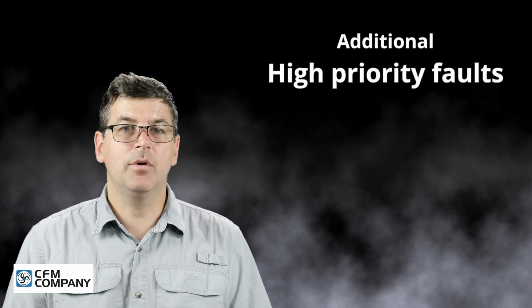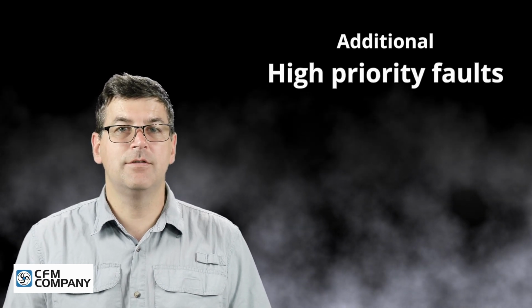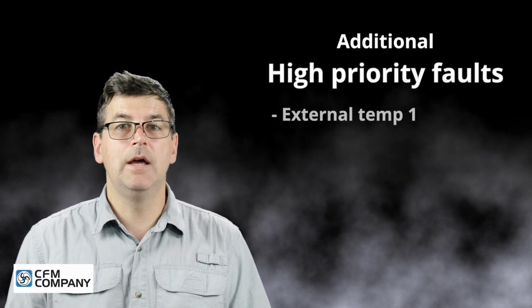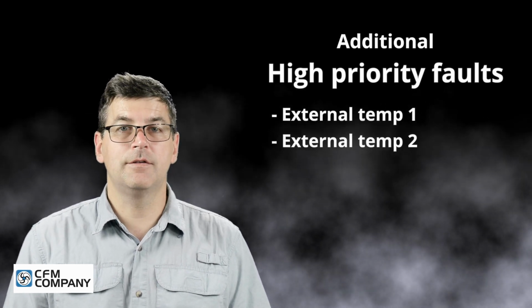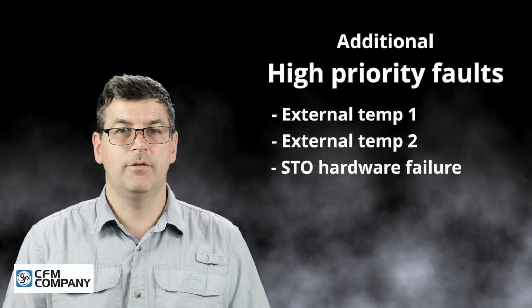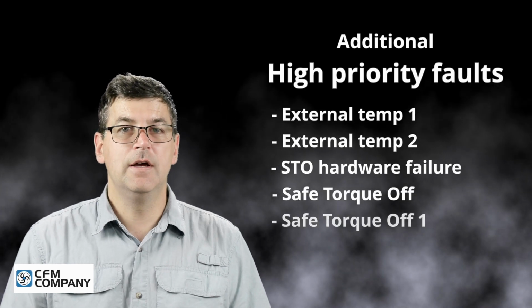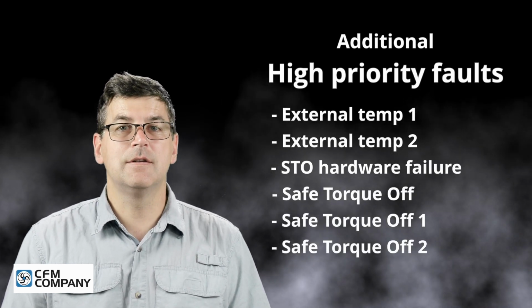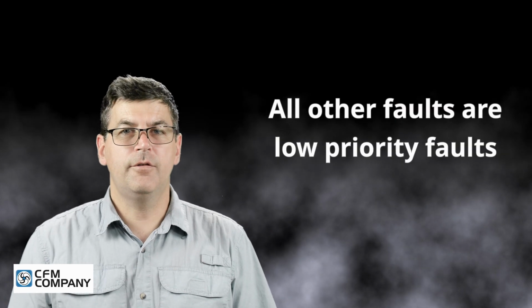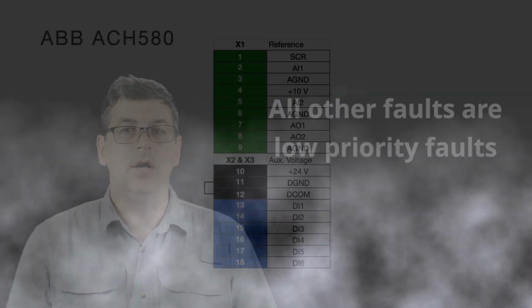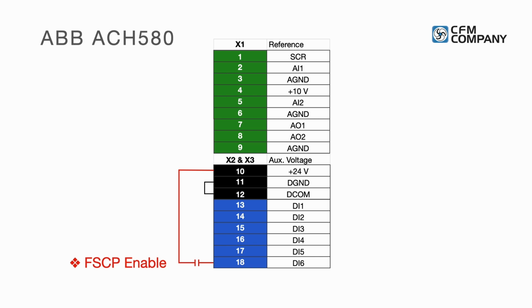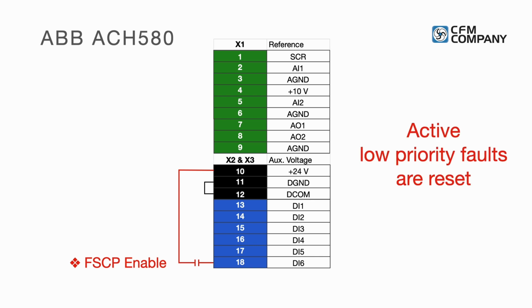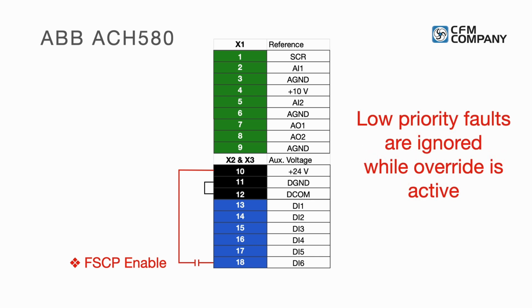There are additional high priority faults not typically used with HVAC applications, including external temp 1, external temp 2, STO hardware failure, safe torque off 1, and safe torque off 2. All other faults are low priority faults. When the drive enters the override mode, active low priority faults are reset. All low priority faults are ignored while the drive is in the override mode.